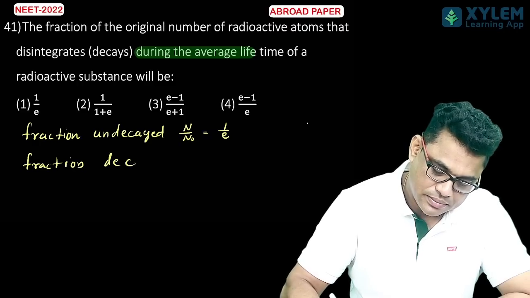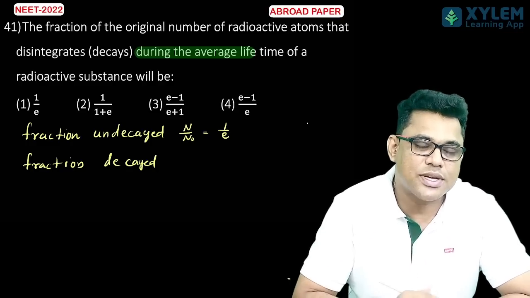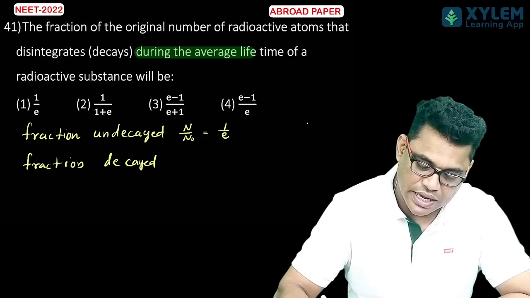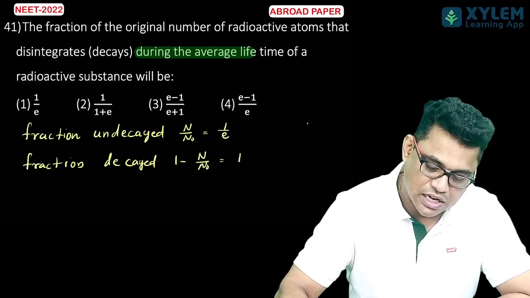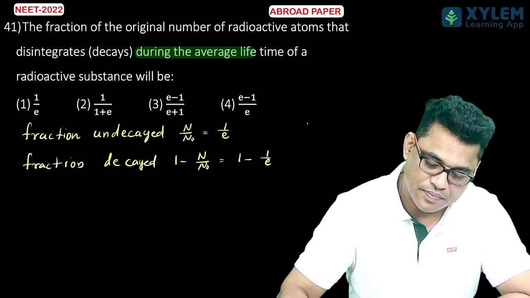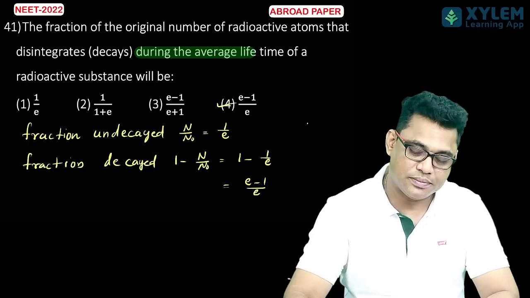Fraction decayed. How will you find? If you add these two fractions, you must get 1. Therefore, fraction decayed is 1 minus fraction undecayed. That is equal to 1 minus 1 by e. What do you get here? e minus 1 divided by e. Therefore, the right option is 4.